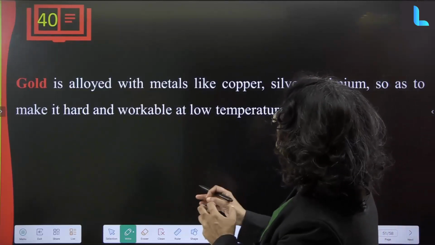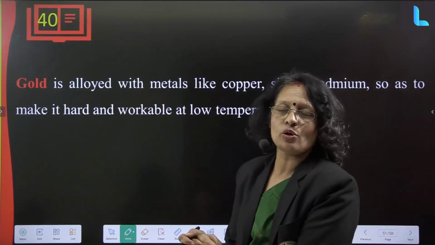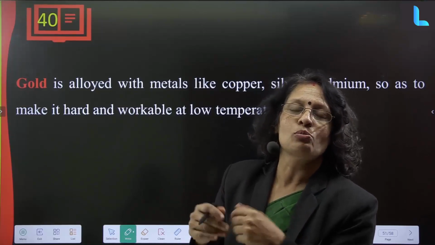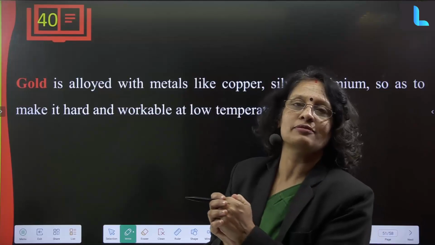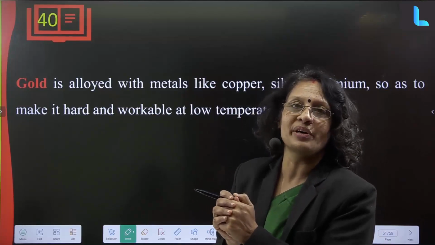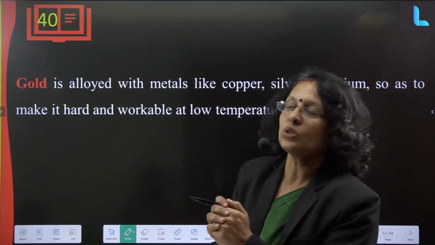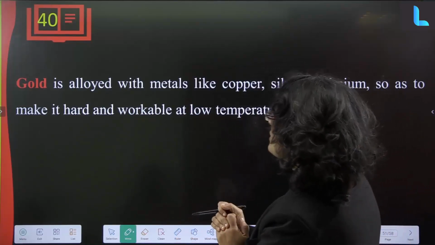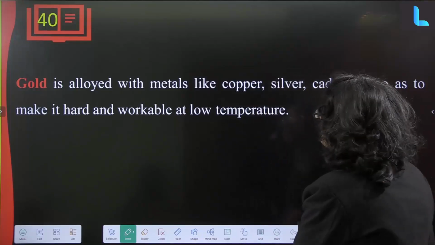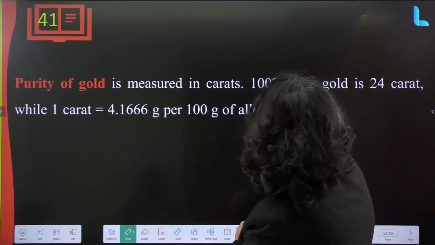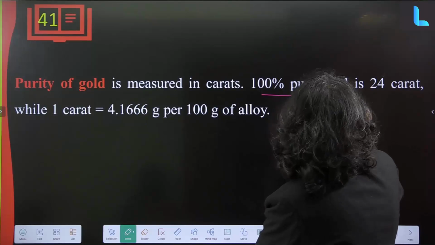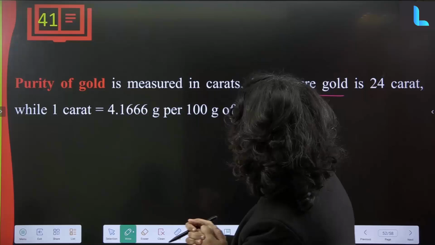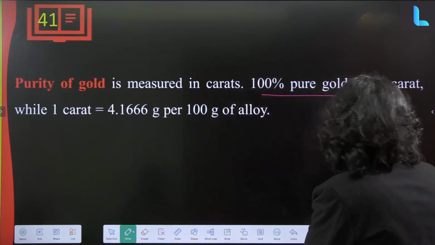Now, gold is also alloyed. Generally, pure gold will not be taken for making jewelry. Why? Because it is a very soft metal, so after molding in a particular shape, the life will be very limited. That is why it is always mixed with copper. So gold is alloyed with metals like copper, silver, cadmium, which gives hardness and makes it workable at low temperature. The purity of gold is measured in carats. 100% pure gold is 24 carat, so 1 carat will be 4.1666 gram per 100 gram of alloy.